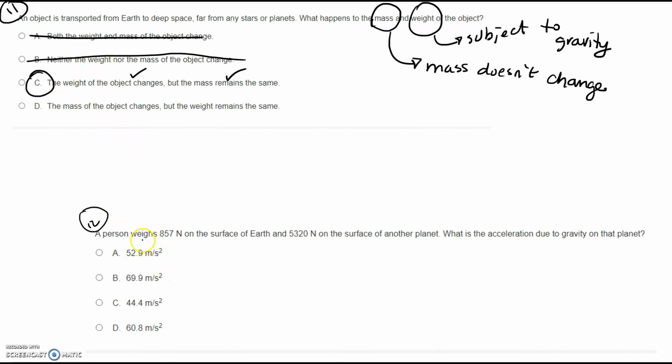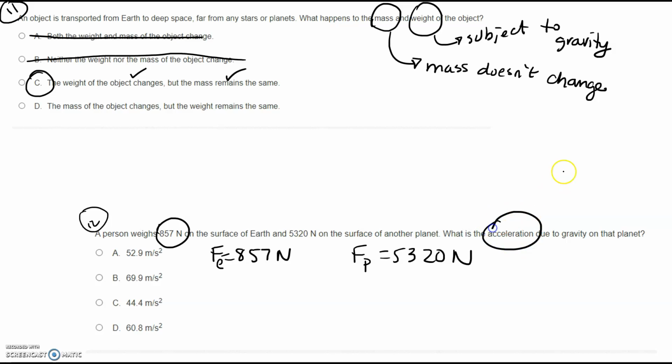All right, number 12. A person weighs 857 newtons on Earth. Oh, this is on Earth. And on another planet it weighs 5,200. Okay, so what is the acceleration due to gravity?